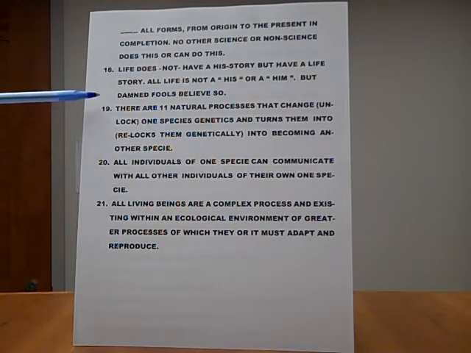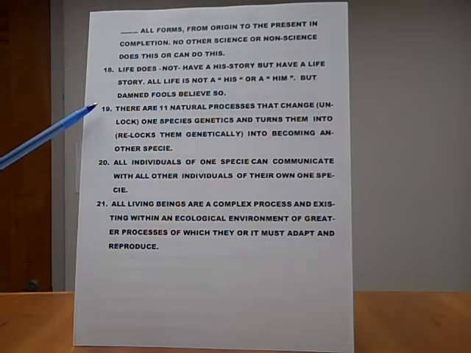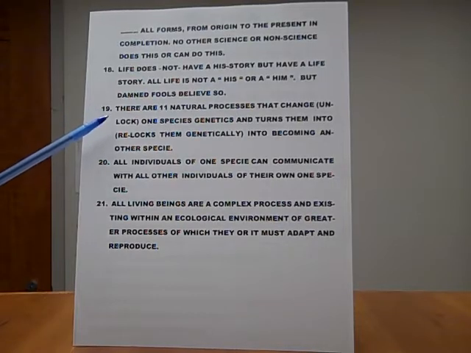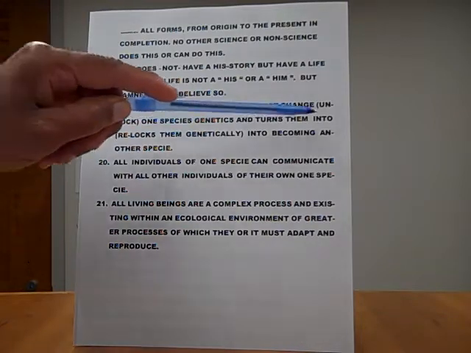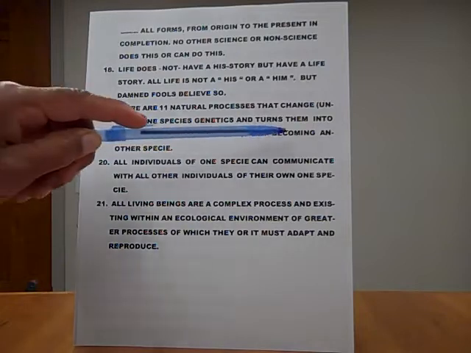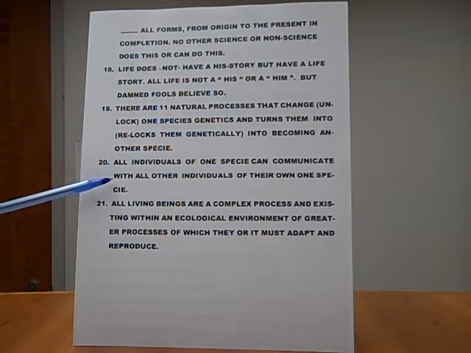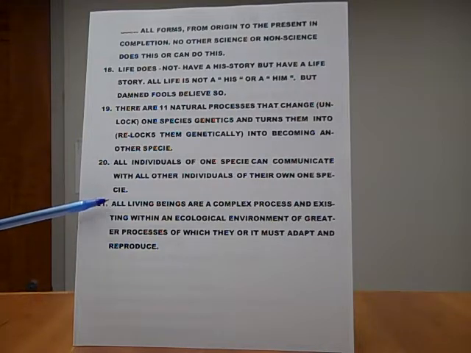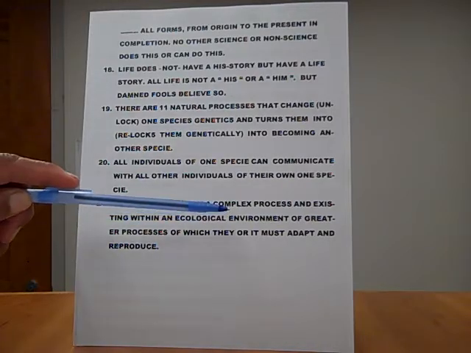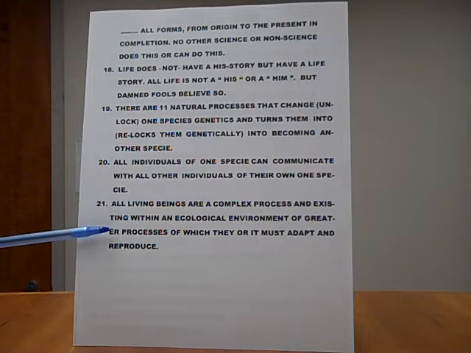Number 19, there are 11 natural processes that change, unlock, in other words, one species' genetics and relock them genetically into becoming another species. Number 20, all individuals of one species can communicate with all other individuals of their own one species. Number 21, all living beings are a complex process existing within an ecological environment of greater processes to which they must adapt and reproduce.